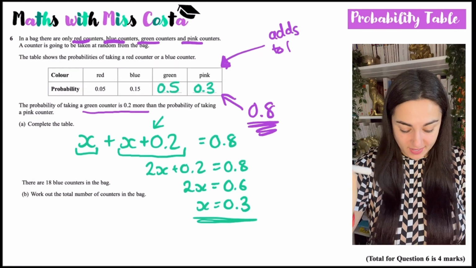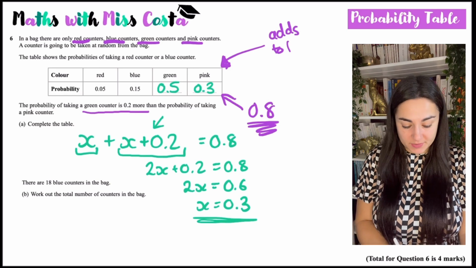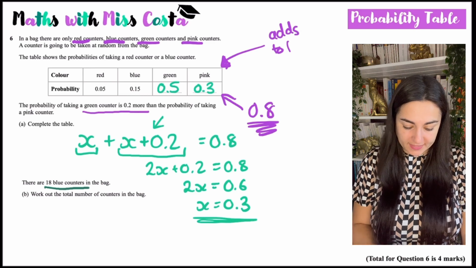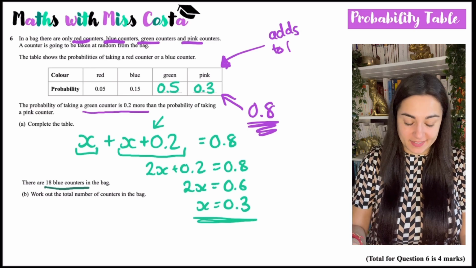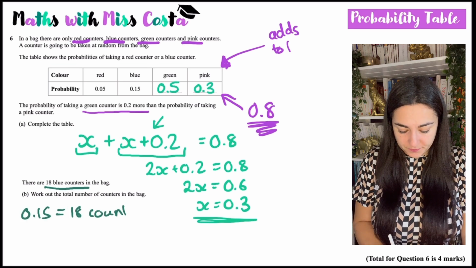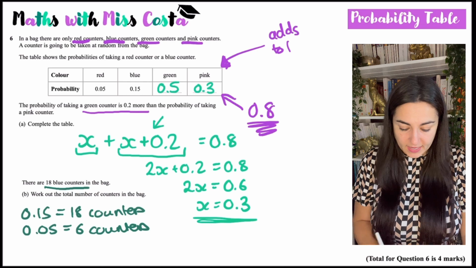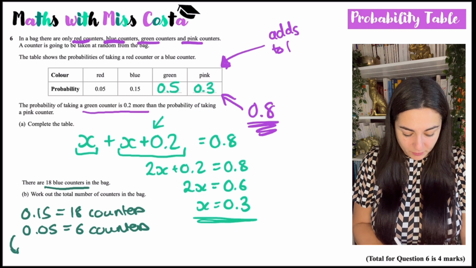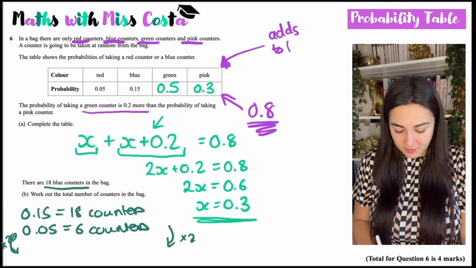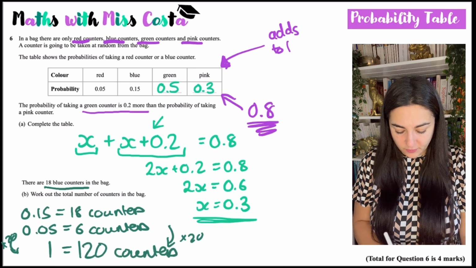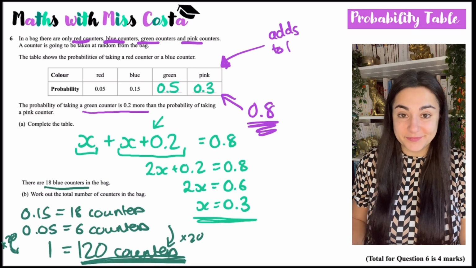And next we're told that there are 18 blue counters in the bag. And we know that 18 is 0.15 of the probability. So that's easily divisible by 3, as is 18. So 0.15 is worth 18 counters. So that means that 0.05 is 6 counters. Okay, how many lots of 0.05 are there? Well, 5 goes into 100 20 times. So if you multiplied that by 20 and you multiplied this by 20, 1 would be 120. So there are 120 counters in the bag.